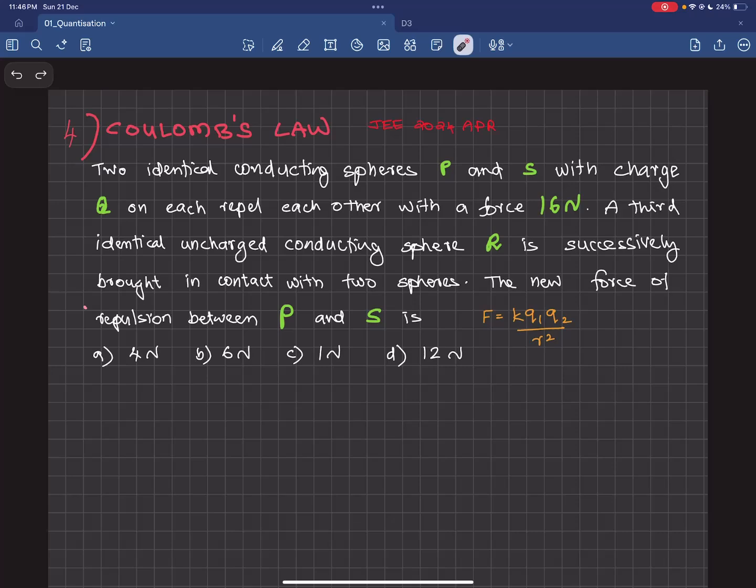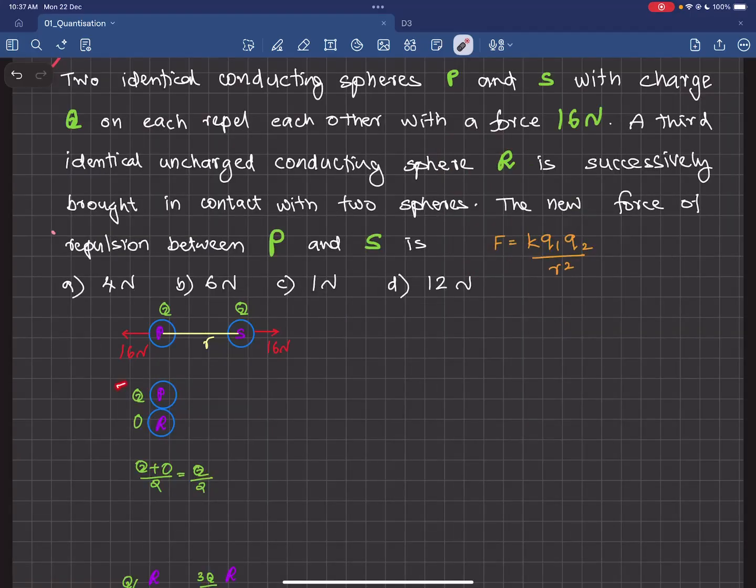So let's see what is happening. Initially, P and S repel each other with a force of 16 Newton. What we do is we bring the third charge R, which is kept in contact with P. P has a total charge of Q.